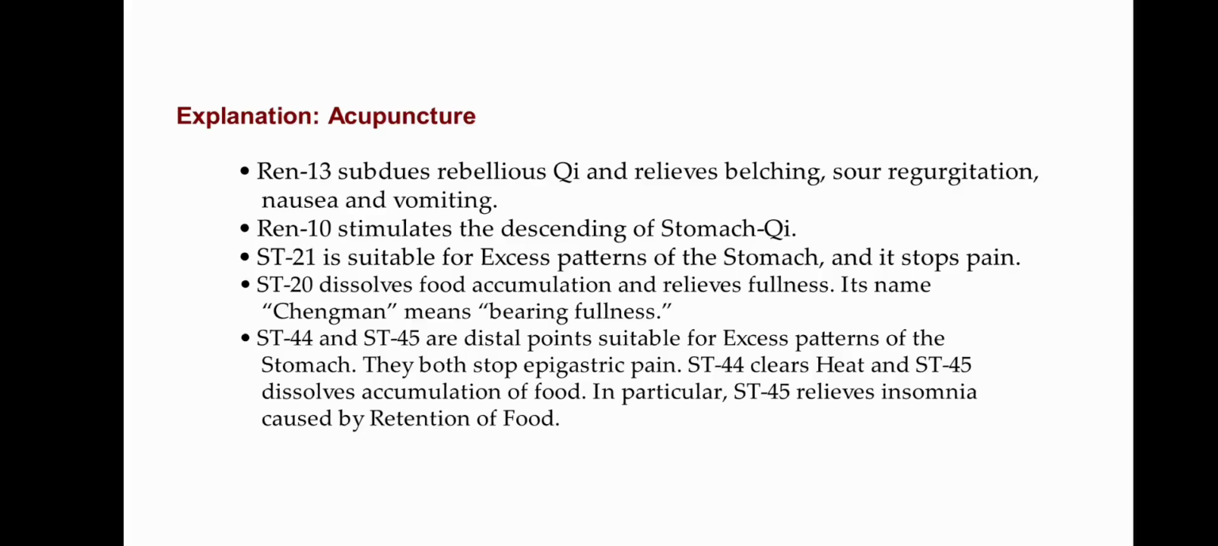The explanation for the acupuncture points used is: Ren 13 subdues rebellious qi and relieves belching, sour regurgitation, nausea, and vomiting. Ren 10 stimulates the descending of stomach qi. Stomach 21 is suitable for excess patterns of the stomach and it stops pain. Stomach 20 dissolves food accumulation and relieves fullness. Its name, Chengman, means bearing fullness.